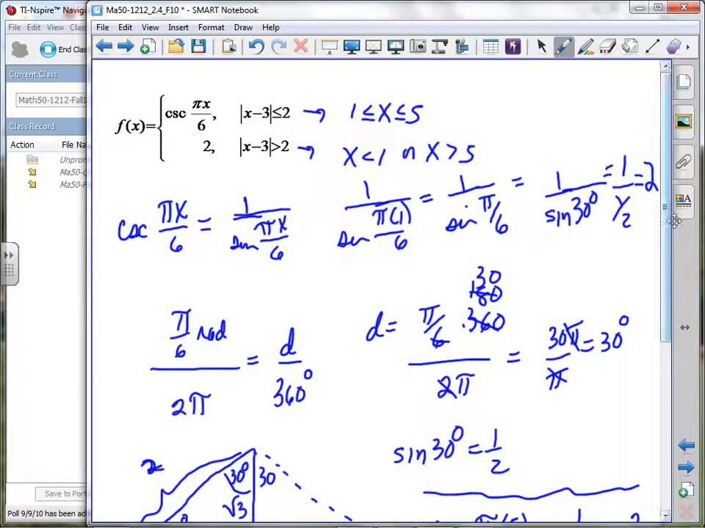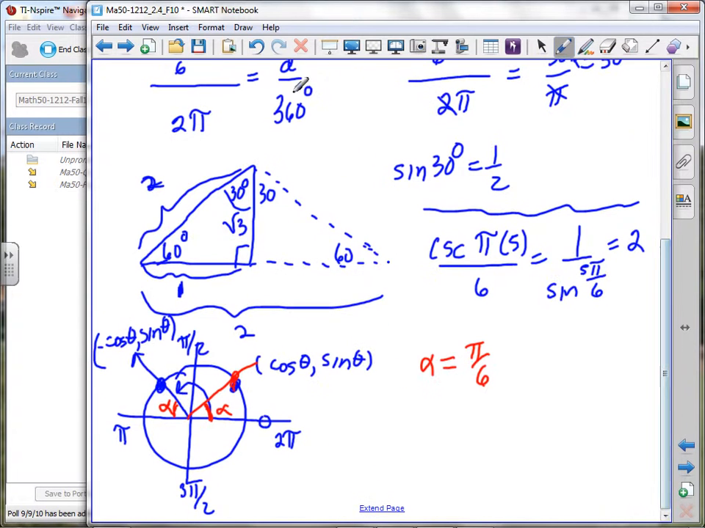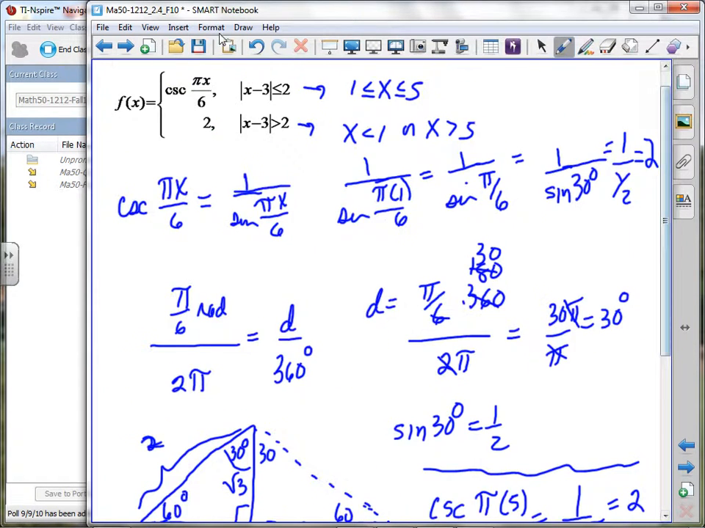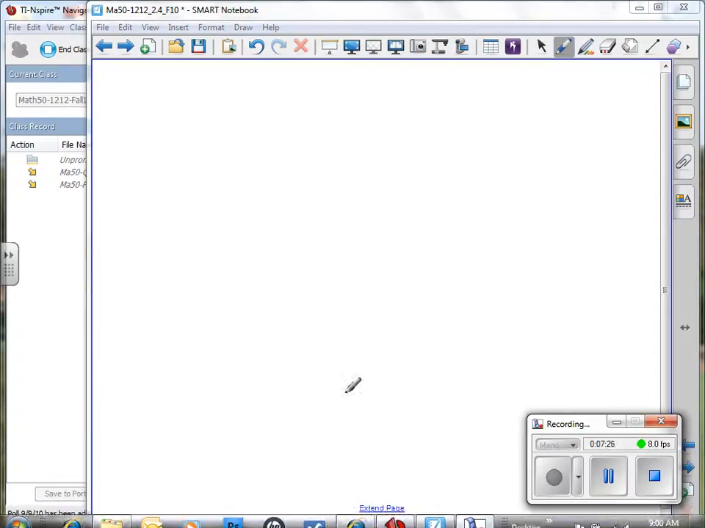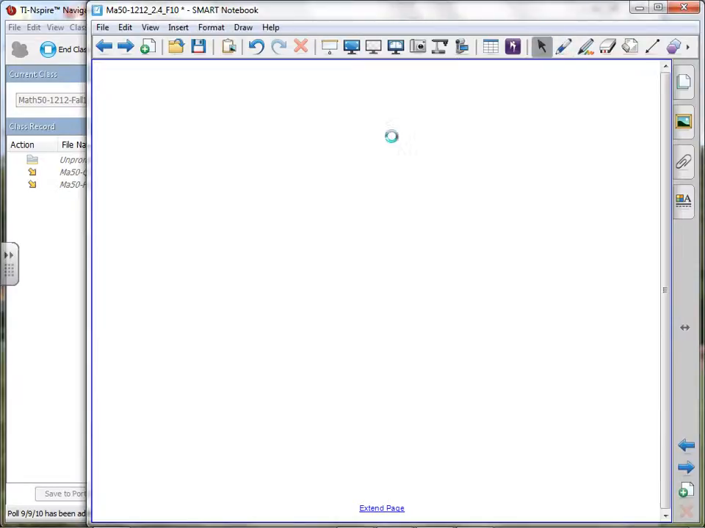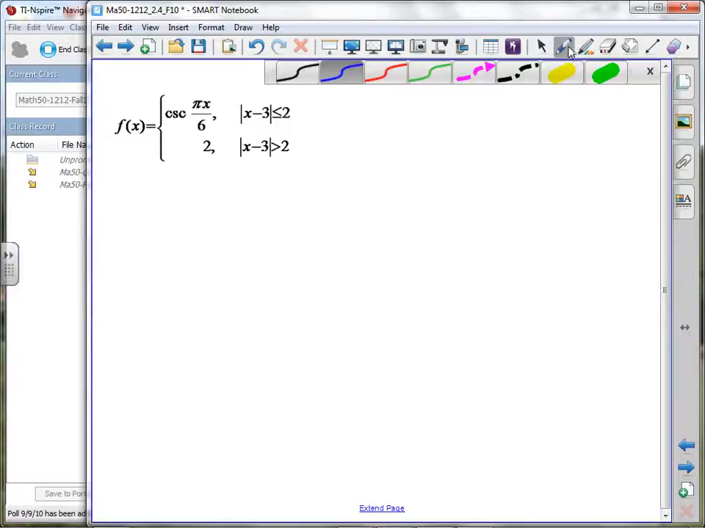Now the question is, cosecant of pi x divided by 6, is it discontinuous in this interval at all? How will you evaluate that? Check our time here. Oh, we've got plenty of time. Okay, and let's see if this is still active here. Can I pull that? Yep, there it is. Okay, so again, just a little reminder as you're thinking about my question.